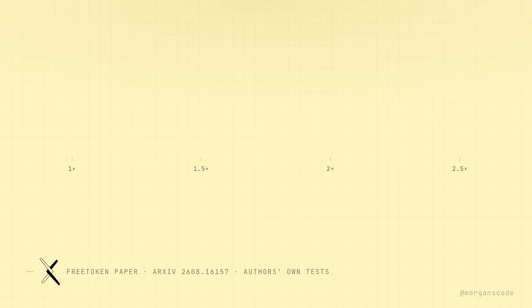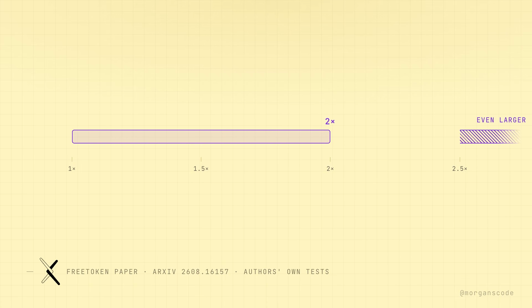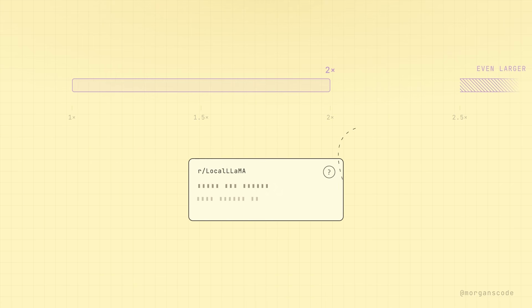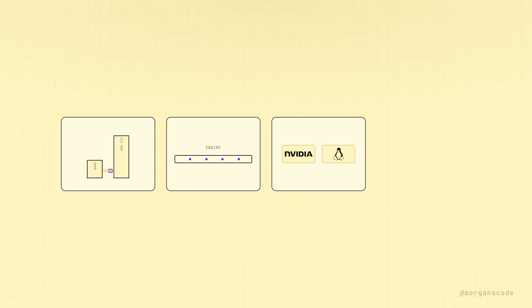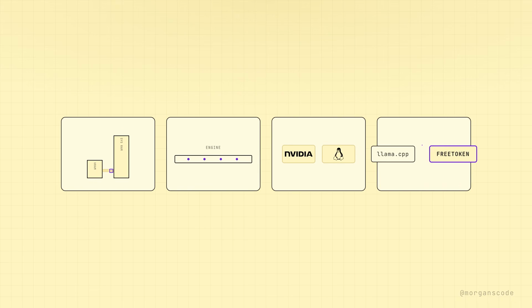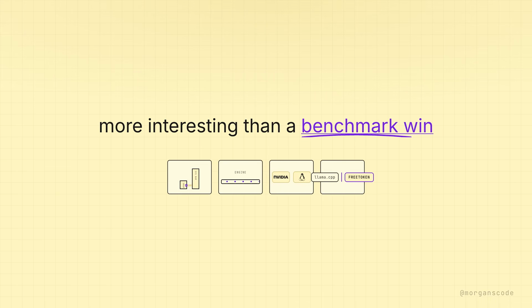In its creators' tests, FreeToken was up to twice as fast as the strongest competing local runtimes. In some workloads, the advantage was even larger. And the first community tests may be more impressive than the paper itself. So in this video, we'll look at how FreeToken works, how fast it really is, what hardware you need, and whether it could actually replace llama.cpp. Because the answer is more interesting than a simple benchmark win.